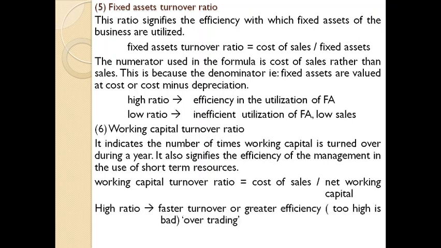Here, a higher ratio indicates faster turnover or greater efficiency in the use of working capital. But if the ratio is too high, it means inadequate working capital, or it is a situation of overtrading. At the same time, if you are getting a lower ratio, it means redundant working capital or a position of undertrading. This ratio is an important tool for management of working capital.